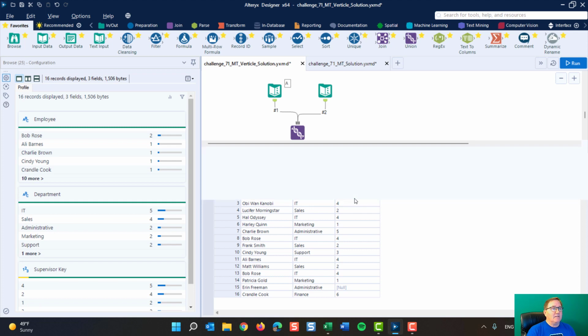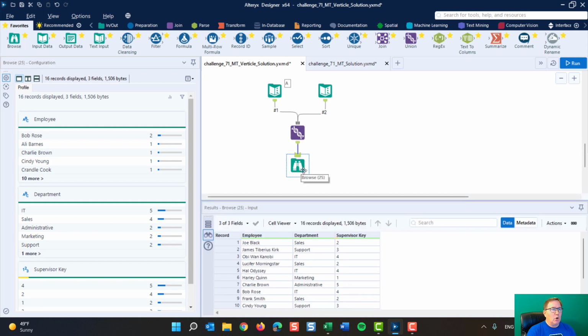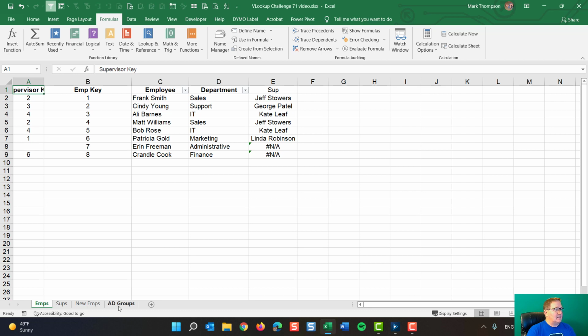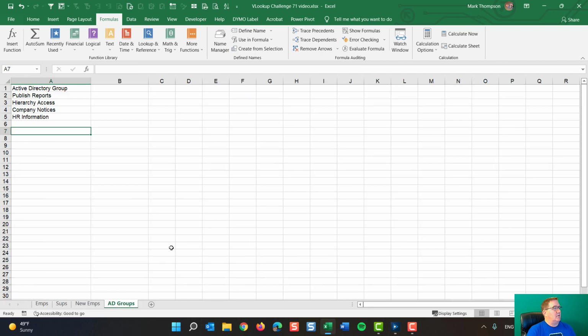Now, as a final piece to this, I'm just going to go off of this set of data right here. I'll push this off to the side. The next thing, let's say we've got AD groups that we want to assign all of these people to. They want to be able to publish reports and access to the hierarchy and company notices and HR information. So we've got these pieces of data.